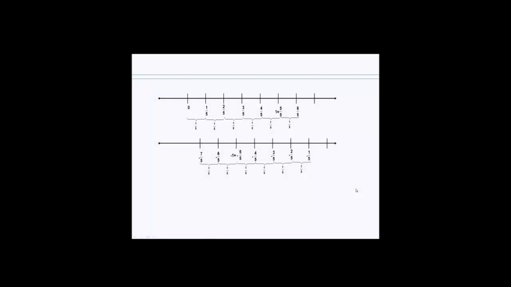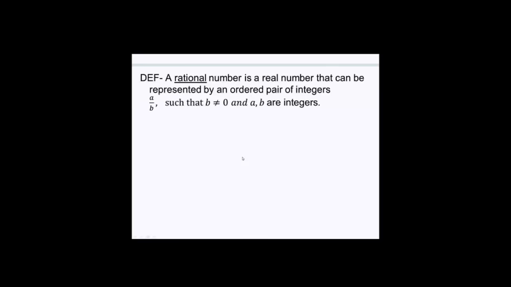So what you've seen so far is how to visualize rational numbers on the number lines and also as parts of whole. Remember, our definition of a rational number is a real number that can be represented by an ordered pair of integers a and b. The numerator is a, denominator is b. So this number that sits here is called numerator. This is called the denominator. And the denominator has to be non-zero.